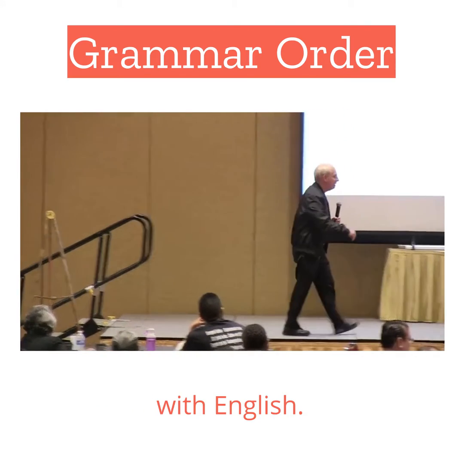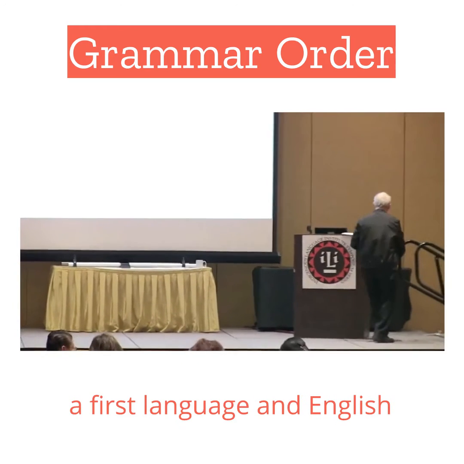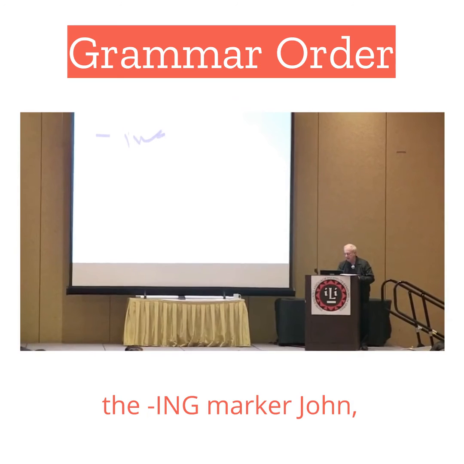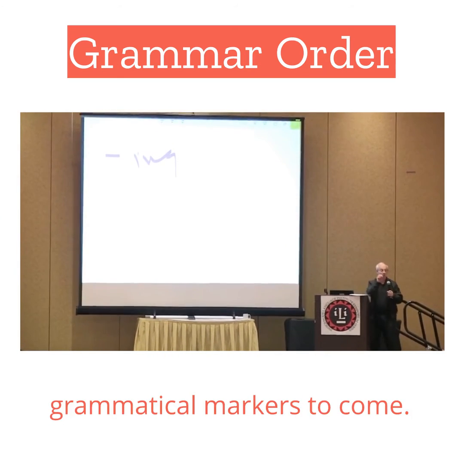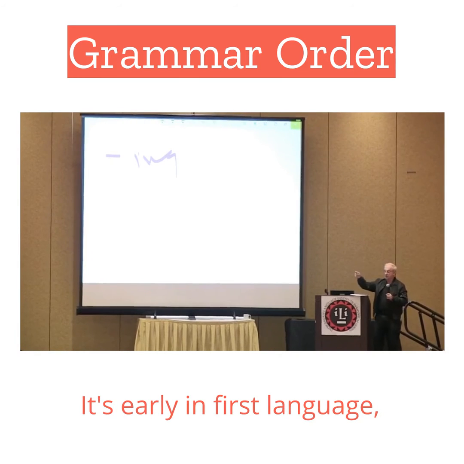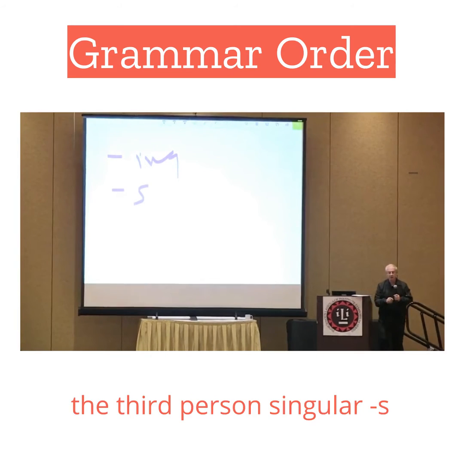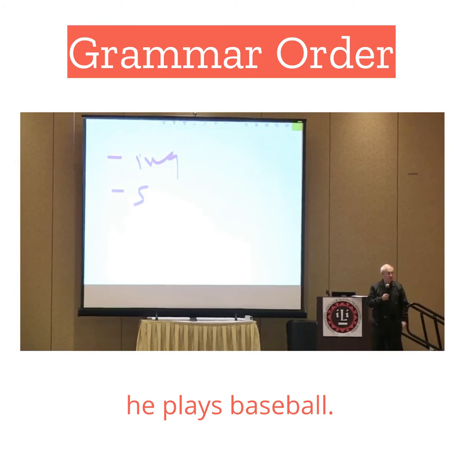For example, with English, and this particular example is true of English as a first language and English as a second language. This guy, the ing marker, John is playing the violin. That's one of the earliest grammatical markers to come. It's early in first language, it's early in second language. This one, the third person singular S, he plays baseball.